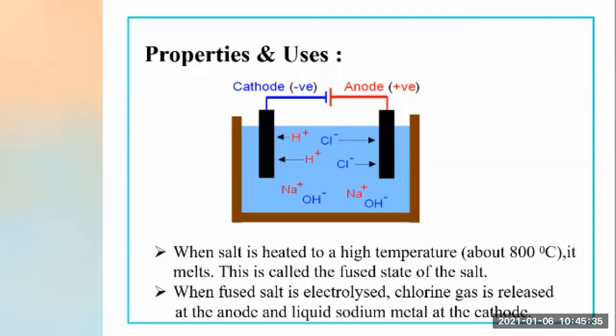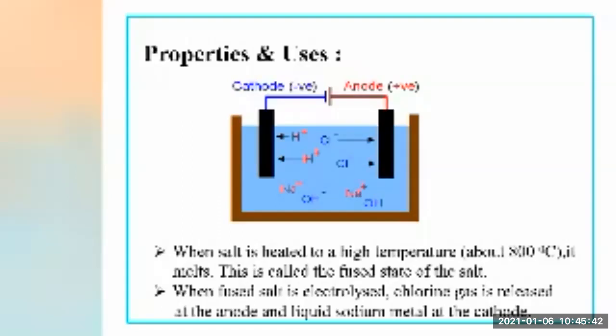Now see, when salt is heated at a high temperature, about 800 degrees Celsius, it melts. What is the melting point of salt? It is very high, about 800 degrees Celsius. At this temperature salt melts, and this is known as the fused state of the salt. When fused salt is electrolyzed, chlorine gas is released at the anode and liquid sodium metal at the cathode.